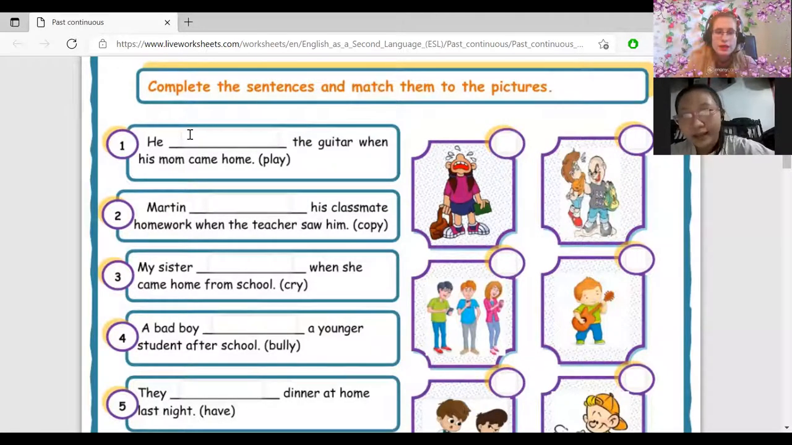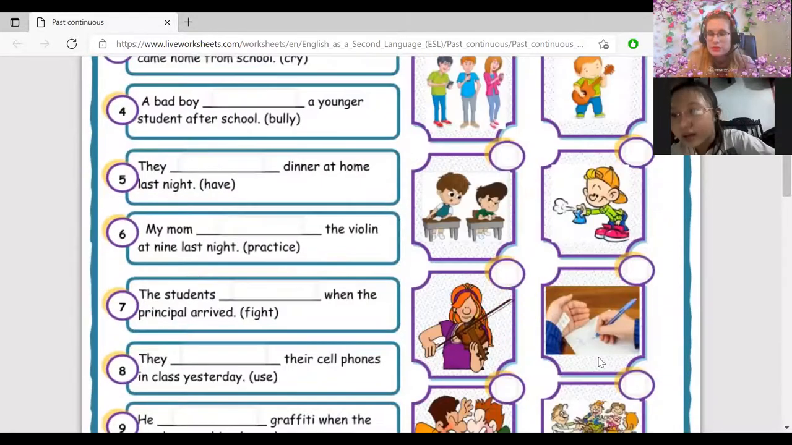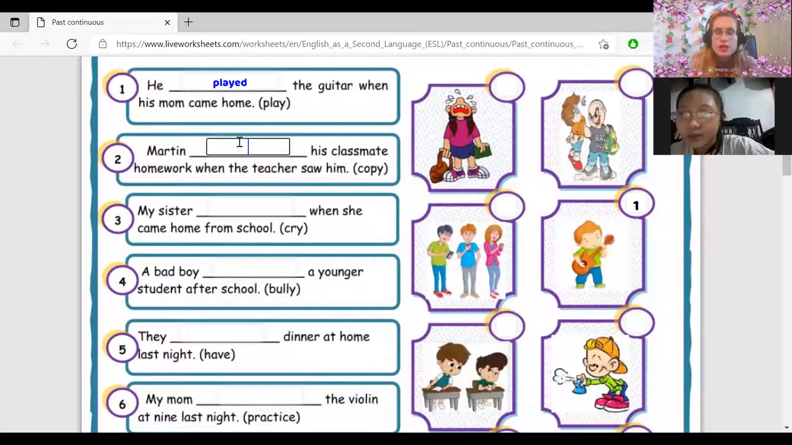Okay, great. So complete sentences and match them to the pictures. Okay, so number one, he what the guitar when his mom came home? He plays. Good job. He played the guitar when his mom got home. Yes. So I think it's this picture, number one. Yes. Good work. Number two. Martin, what? His classmate homework when the teacher saw him. I think it's this. Martin was copying his classmate's homework when the teacher saw him.